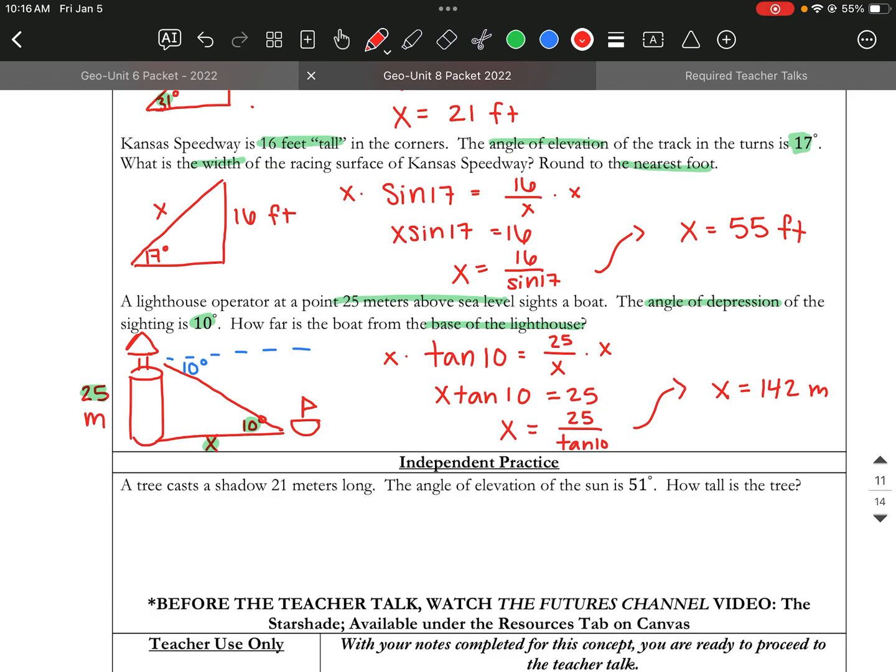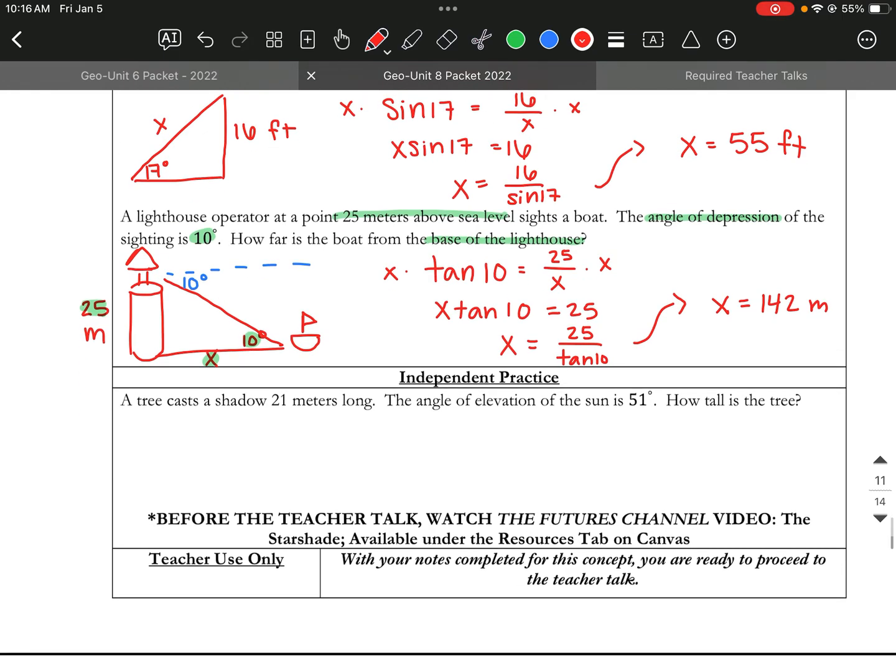Our last problem is an independent practice problem. Take a second, pause this video, try the problem, and then come back once you have had a chance to try it. I am going to go ahead and explain it because you should have already paused it and done this. A tree casts a shadow that is 21 meters long. The angle of elevation with the sun is 51 degrees. How tall is the tree?